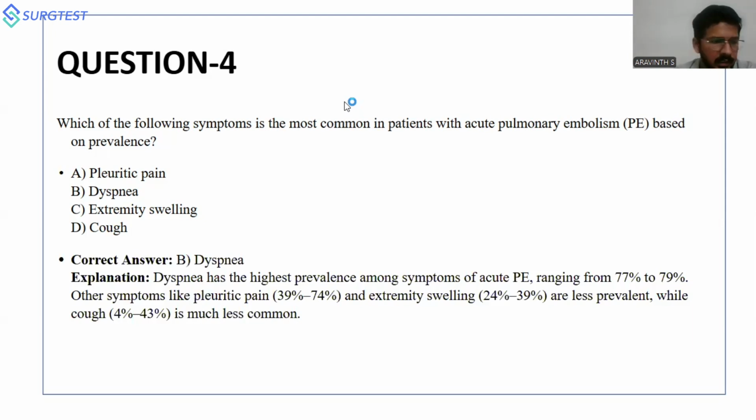Nearly 75 to 80% of your patients present with breathlessness, while the prevalence of pleuritic pain varies from 40 to 75%. Extremity swelling is usually rare. Usually only 25 to 30% of patients present with extremity swelling. And cough is much less common at around 4 to 43%.